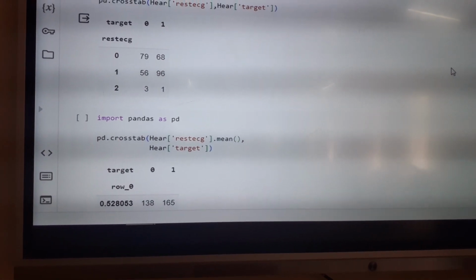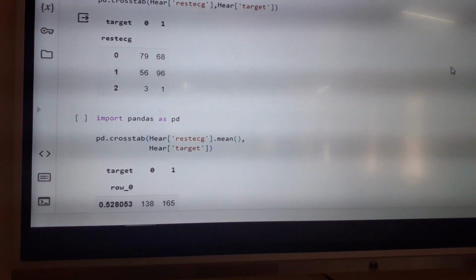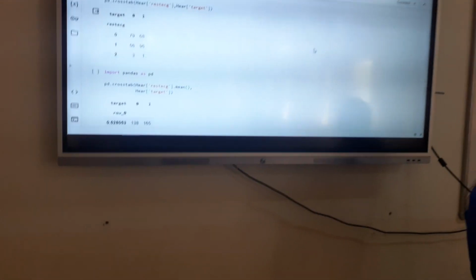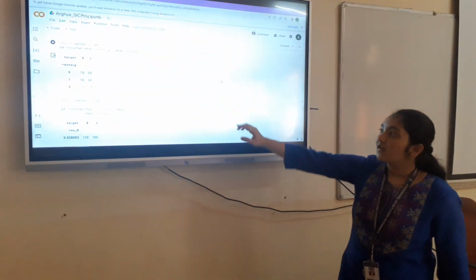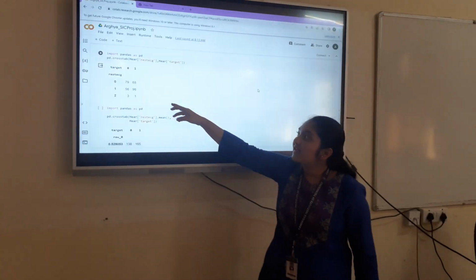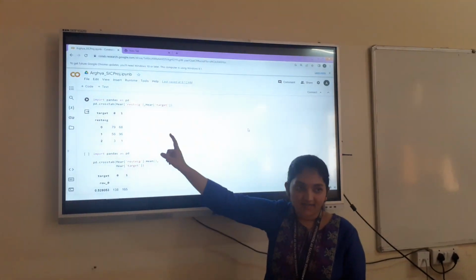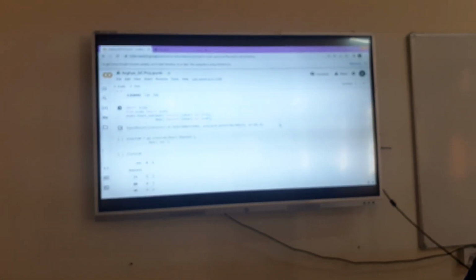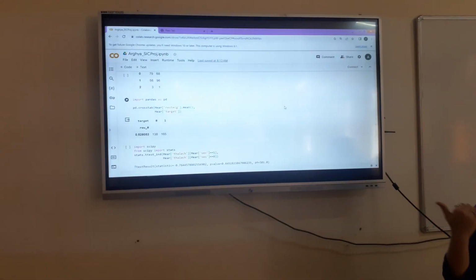disease and 1 is presence of heart disease. So we can conclude that there are 79 instances in your data set who have a normal electrocardiogram and do not have heart disease. Here we have 68. 68 means their electrocardiogram is normal, but still they have heart disease. So in that way we can analyze this data. Next I have just found the mean of that data, and similarly I have done the cross tabulation.